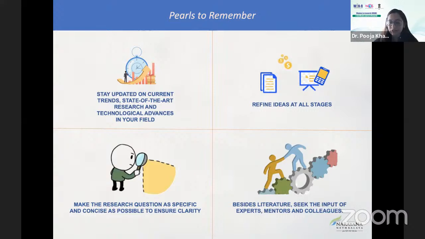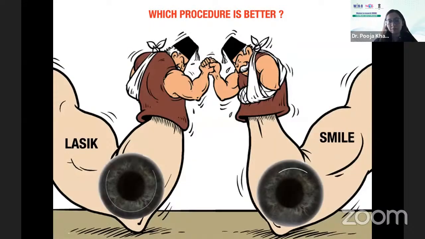And besides literature, seek input. The most important part is the literature search. Forming a research question and research protocol is very, very easy. Okay, to be very honest, the first two will sound difficult, but it becomes easy as you move on. But always try to seek input of experts, mentors, and colleagues when you're writing your research question and protocol.